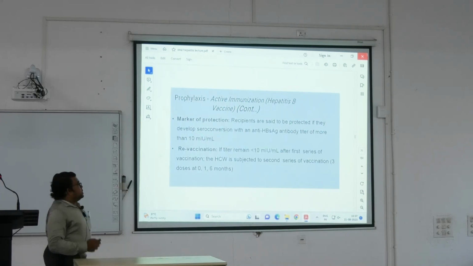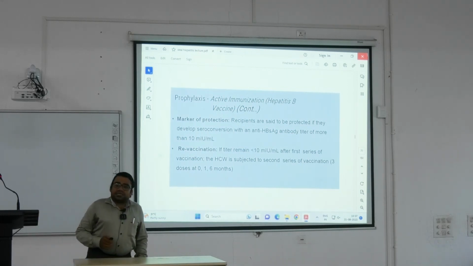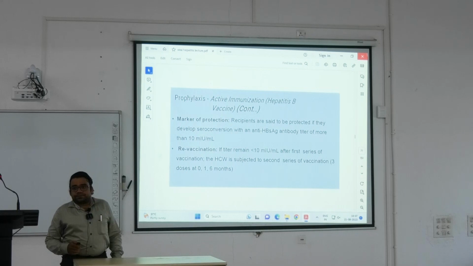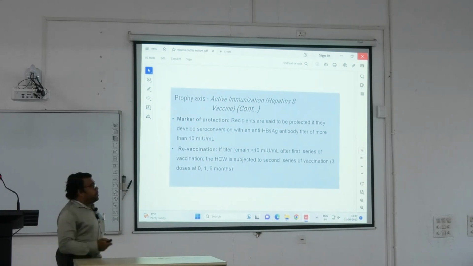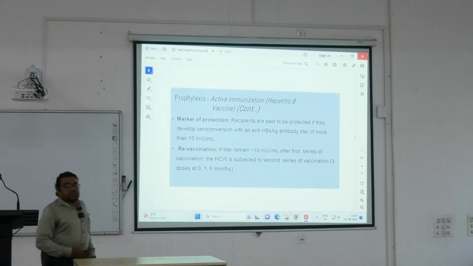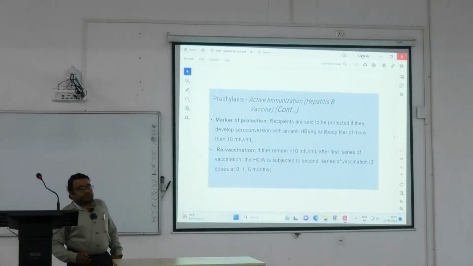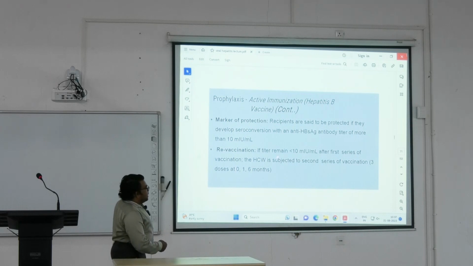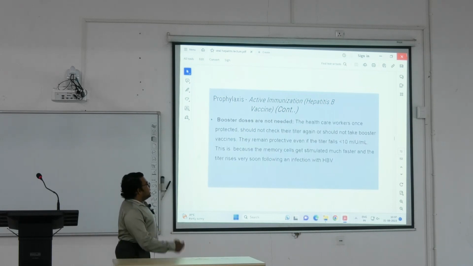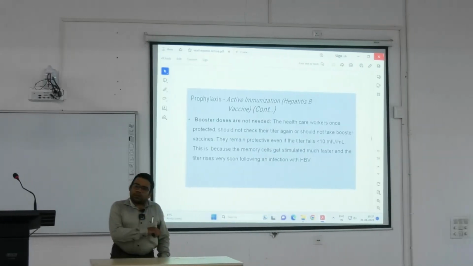Now, this is important. What is the marker of protection? Some people may be vaccinated but do not mount an immune response. So we can estimate that by detection of the antibody titer. If it is more than 10, that means there is sufficient production. If it is less than 10, then revaccination can be done. Okay.